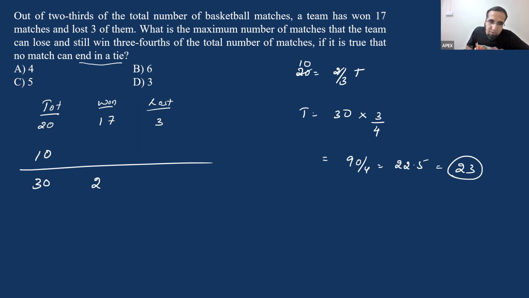23 matches. For him to win 23 matches, the minimum number of matches he has to win is 6, or the maximum number of matches he can lose is 4. He cannot lose more than 4, because if he loses more than 4, then he cannot win 3/4 of the total matches. Therefore, the answer in this question becomes 4, and your tally increases by 1. 8/9 plus 1 plus 1.